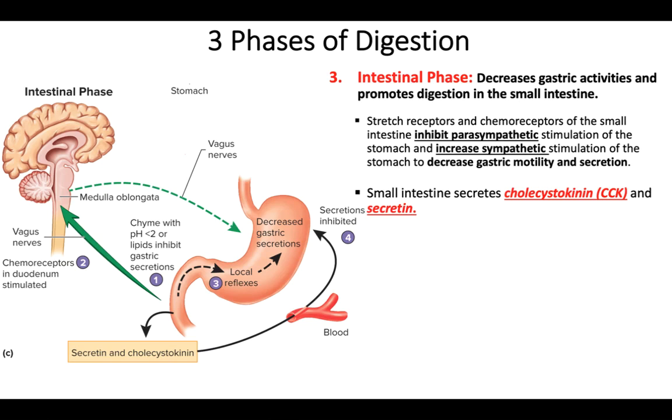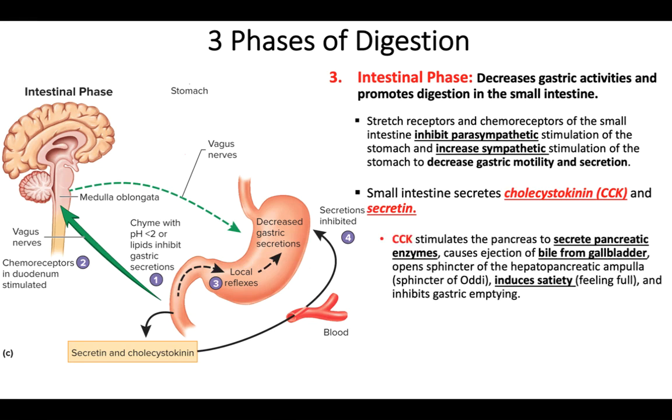The small intestine produces cholecystokinin and secretin. We'll talk more about those coming up, but their effect on the stomach is inhibitory. They're going to inhibit stomach actions. All right. When we get to further topics, we're going to review these activities again.